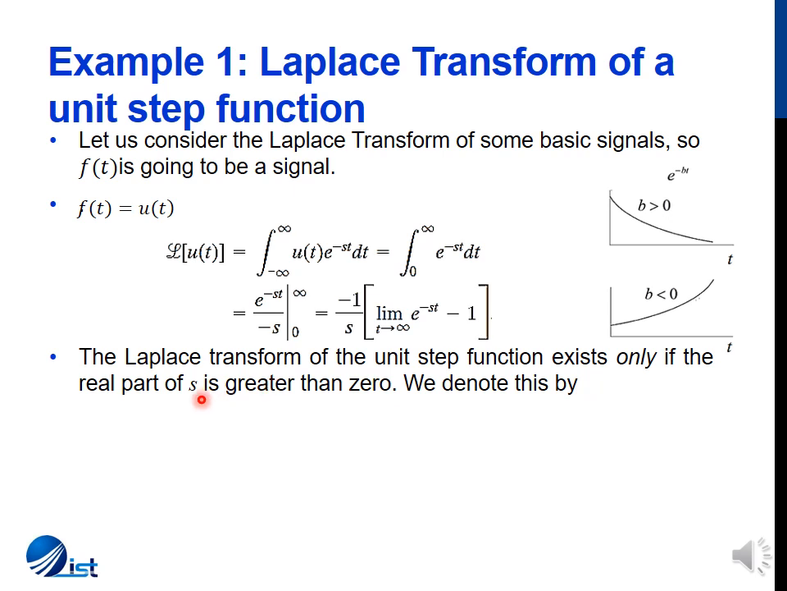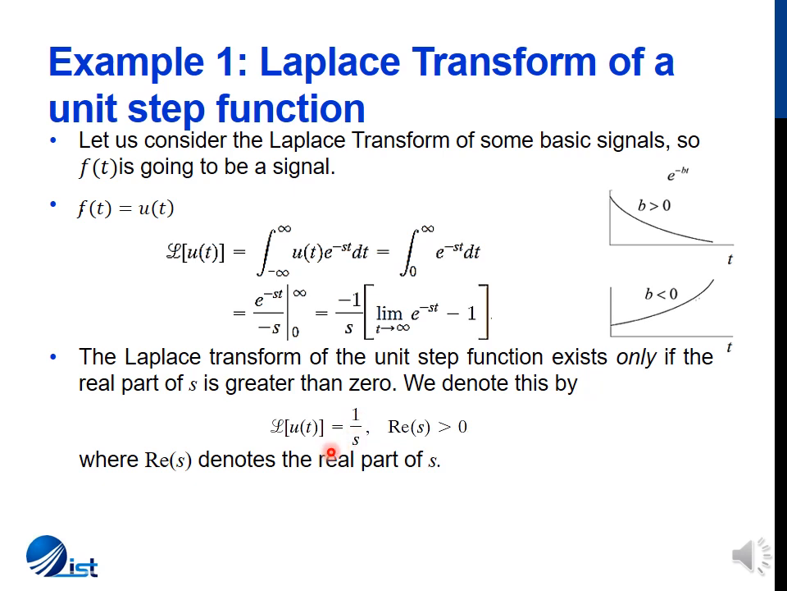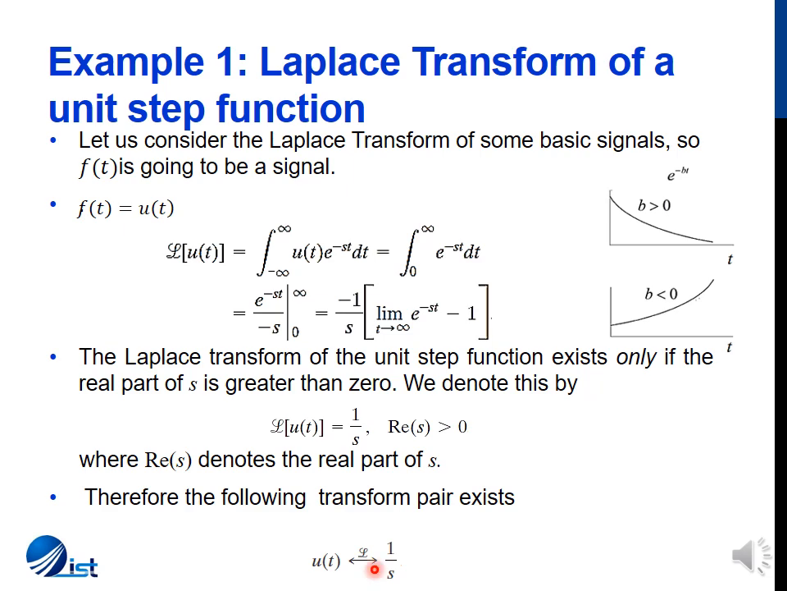Why the real part? Because we remembered that the imaginary part has nothing to do with the decay or rise of the exponential. It is just the oscillation frequency. So we can denote the situation by: Laplace transform of the unit step function is 1 by s, where real part of s is greater than 0, which means that the real part of s is positive. Therefore, the following transform pair exists: unit step has a transform of 1 by s.